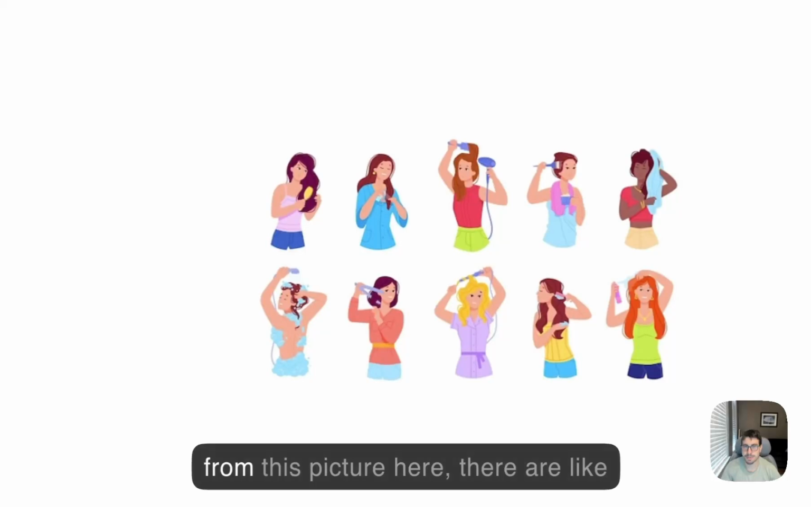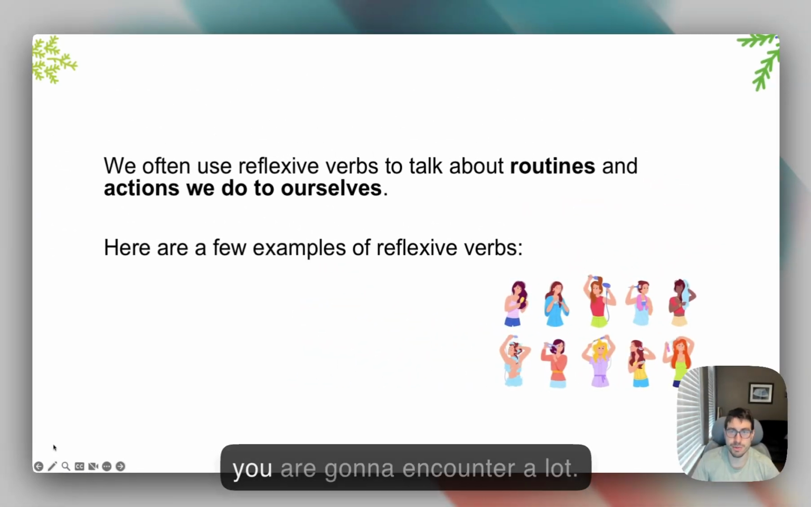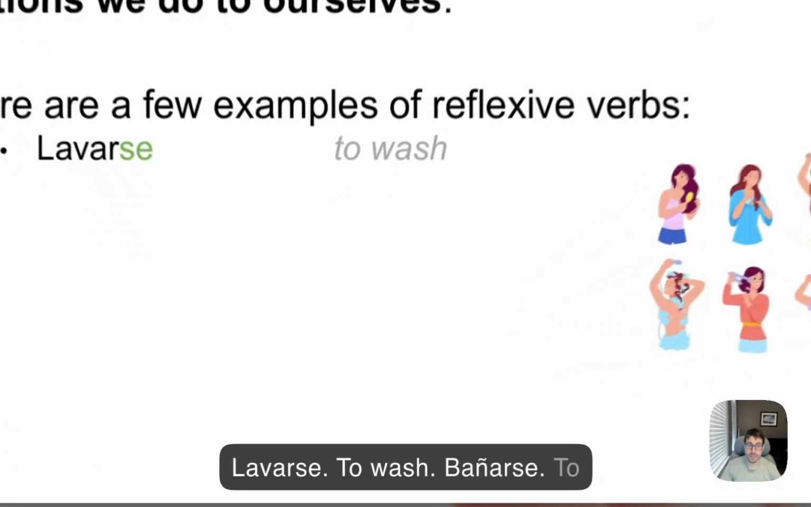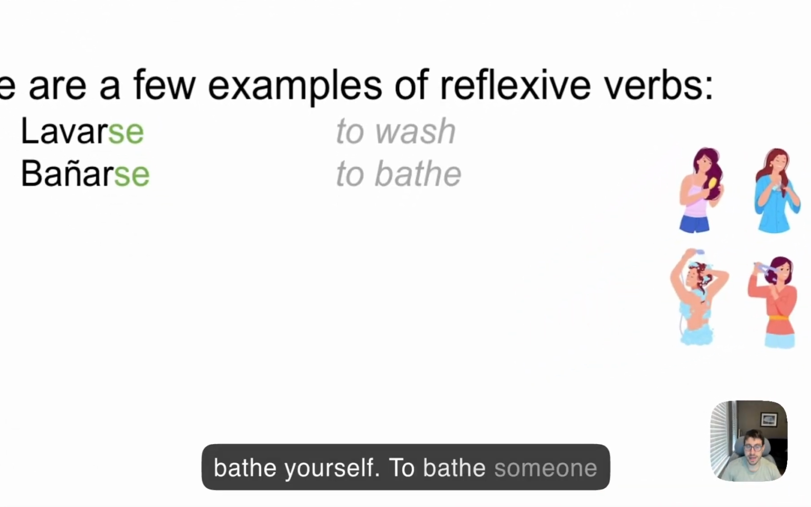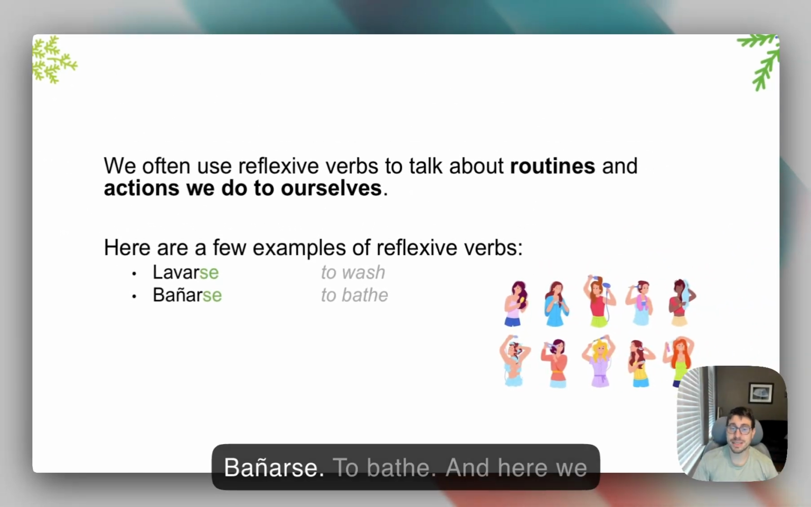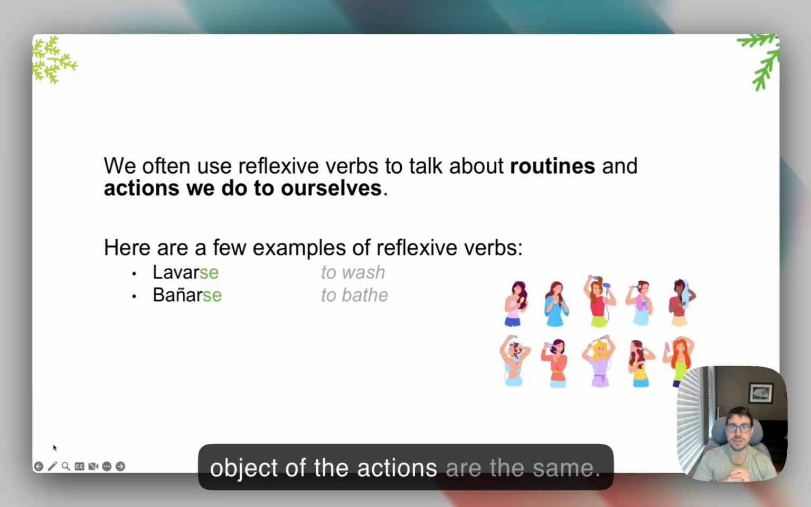As you can see from this picture here, there are brushing your hair, drying yourself, bathing. Here are a few examples of reflexive verbs that you're going to encounter a lot: lavarse, to wash; bañarse, to bathe yourself or to bathe someone else. So, lavarse, to wash, bañarse, to bathe. And here we are still thinking about actions where the subject and the object of the actions are the same.